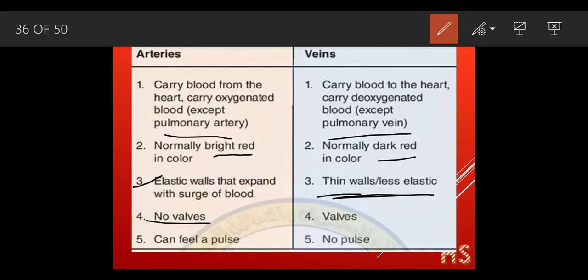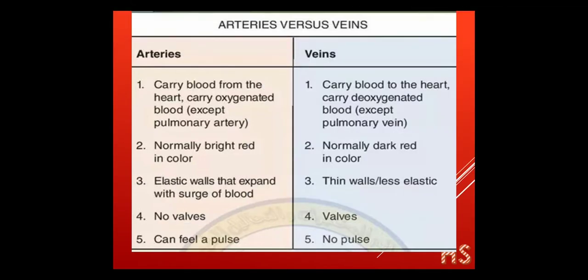Arteries have no valves, okay, and veins have valves. So what is the function of these valves? The function of these valves is like a door, as I said in the last lecture. These valves prevent the backflow of the blood, so that the blood flows in a single direction, that is, unidirectional. In arteries you can feel a pulse, and in veins there is no pulse. Now what is pulse? We are going to study that in detail.